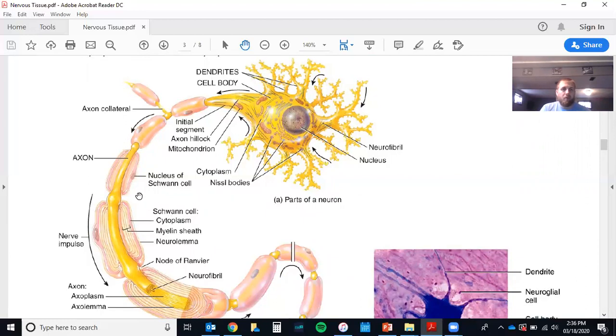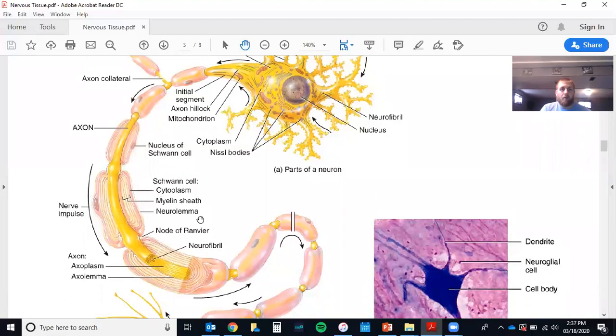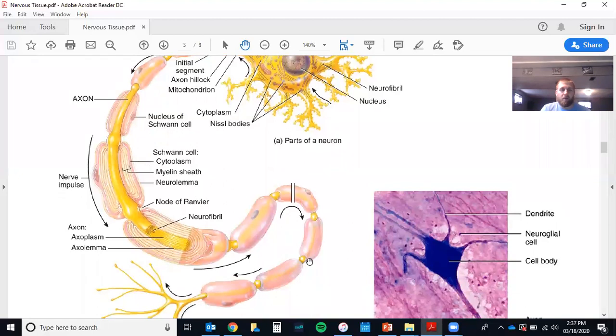One key thing I want to point out before I move on from this picture is that this illustration is a little bit misleading because it looks like this whole segment right here of the axon is not covered with myelin. They've just removed it so you can see the axon a little bit better. But there are segments where there is no myelin covering an axon, and those are called nodes of Ranvier.